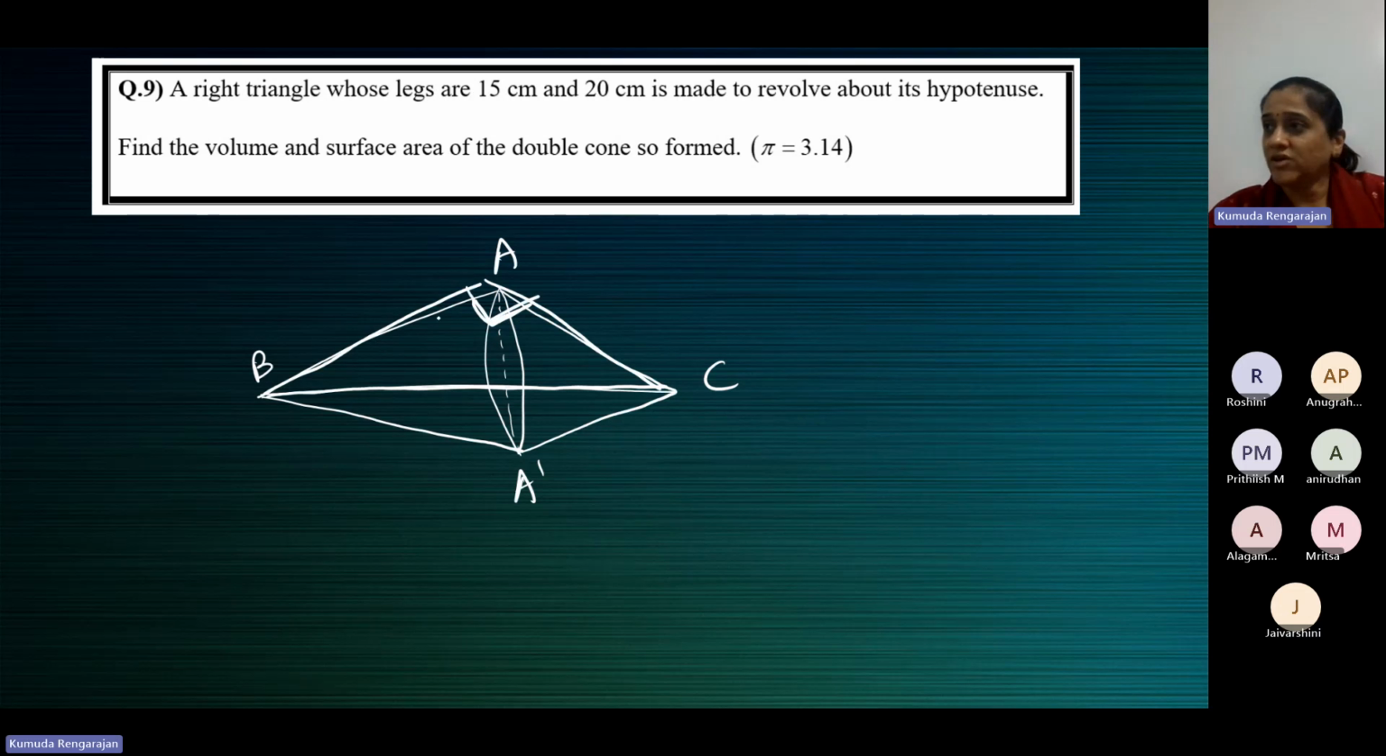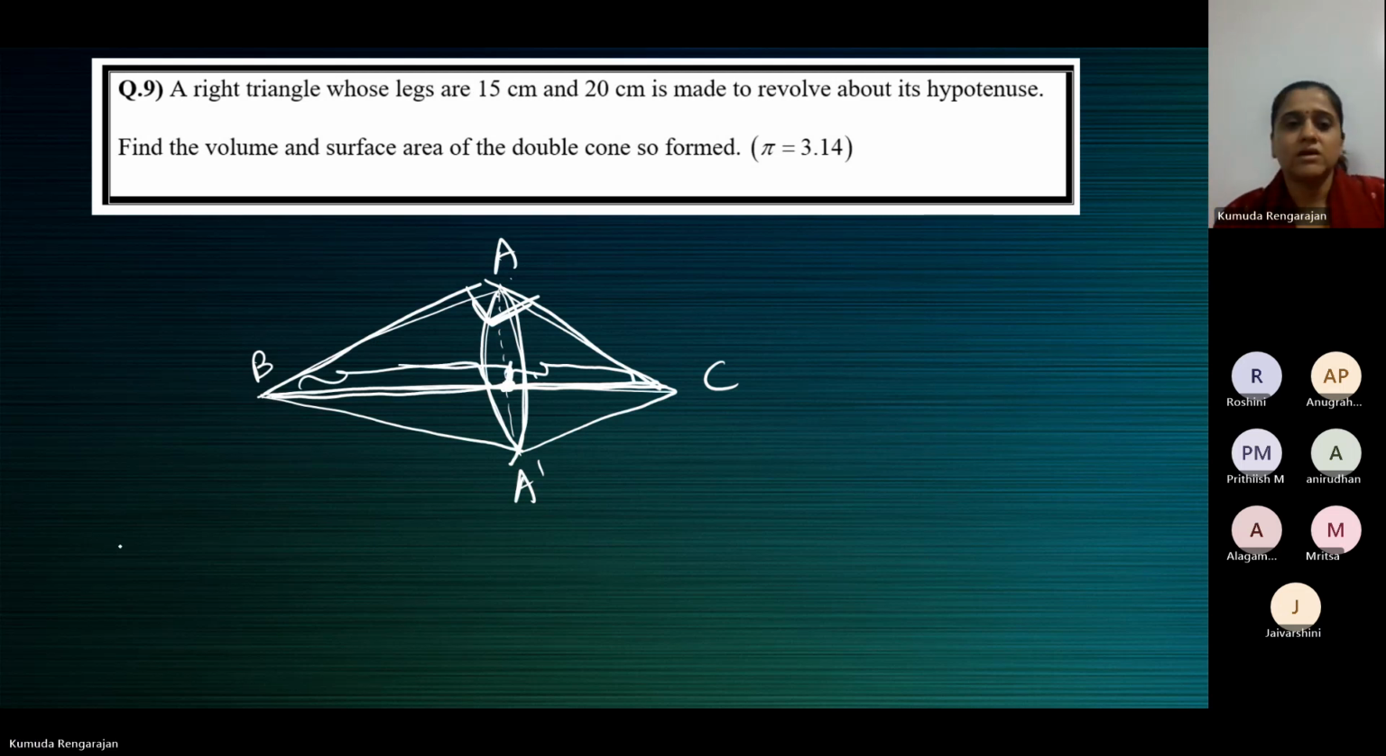So we have this right triangle ABC, right angle at A, and you turn it about the hypotenuse BC. You can see the cone ACA dash on the right side, and the cone ABA dash on the left side. The circular faces of the two cones are stuck together, so they have the same radius. This is the height of one cone, and this is the height of the other cone.